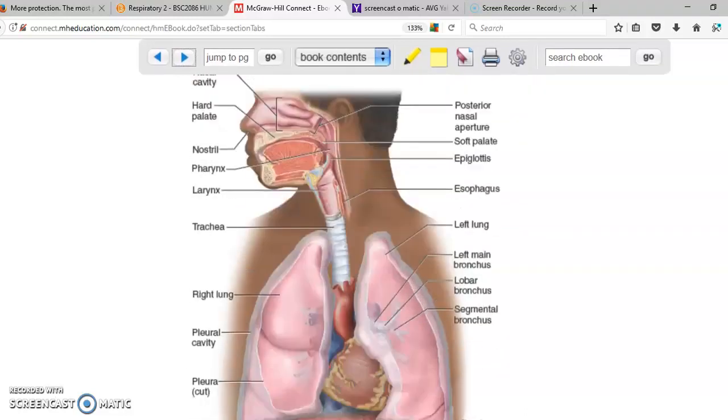So right here, you have the respiratory system. First part, you have the nose. This is the pharynx. This part right here is the larynx. This is the trachea. And from there, we have the lungs. So let's keep scrolling down.